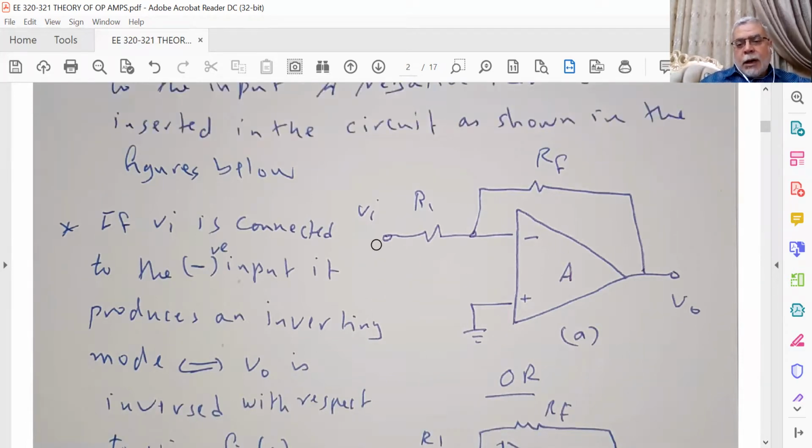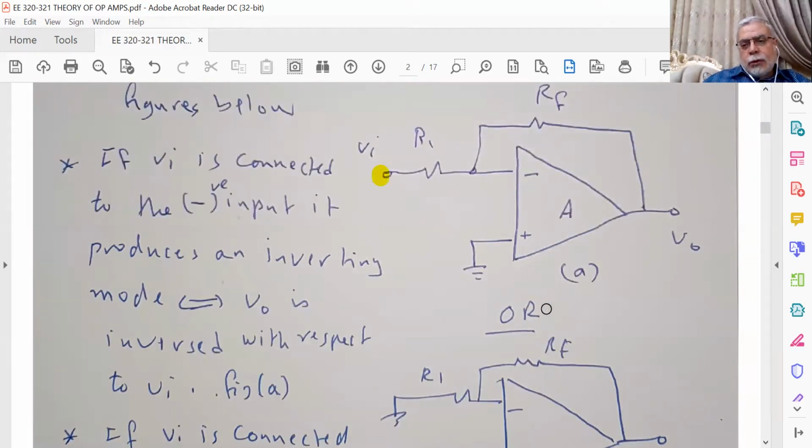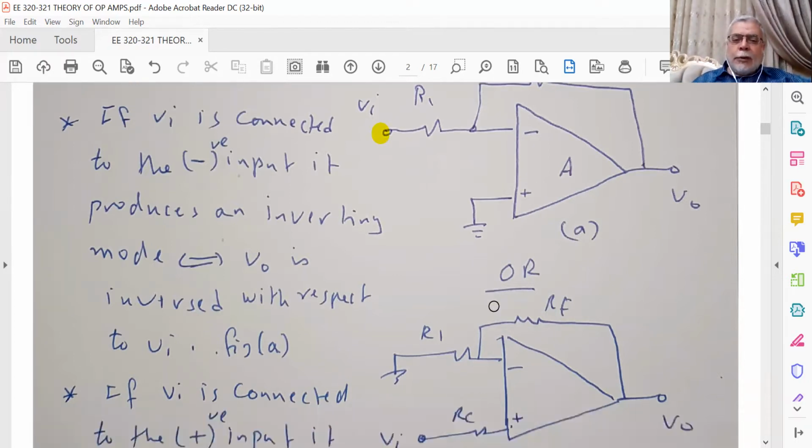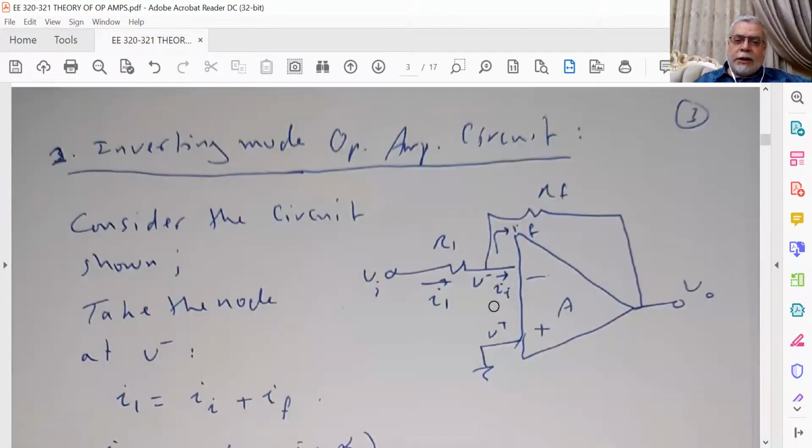The input will be either VI connected to the minus input, and this will be the inverting mode operation, or this input will be at the plus input with the feedback network RF and R1 grounded. This is the non-inverting mode operation. So we have two modes of operation for this circuit: inverting mode and non-inverting mode. Let's begin our study with the inverting mode of operation.